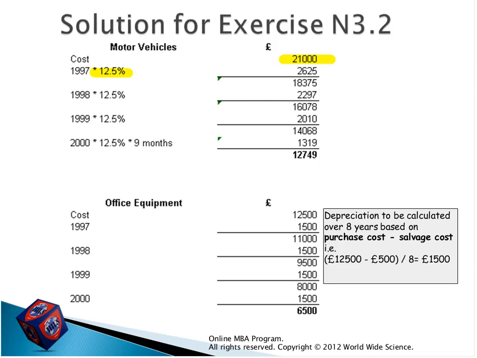As well, the assignment says that in 2000, in September, the company sold this motor vehicle at 12,500, right? That means in the year 2000, if we sell our asset in September, we use this asset for only 9 months. From January to September is 9 months, right?